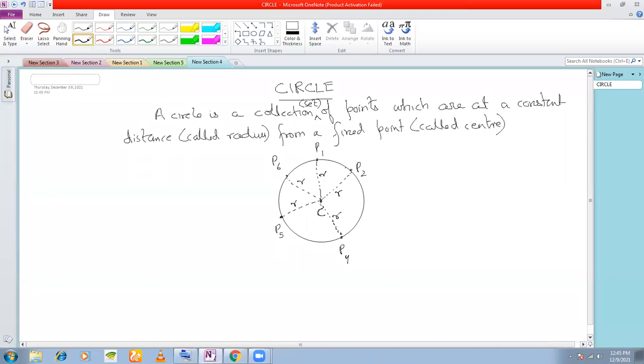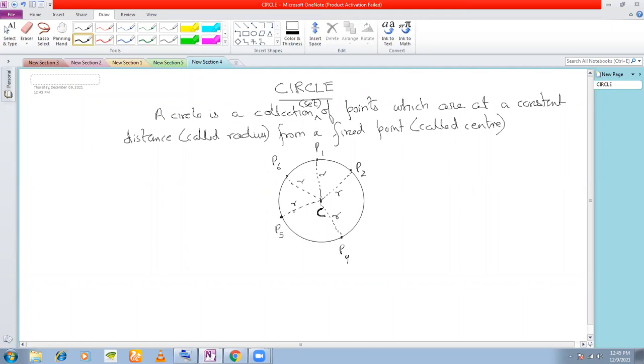All the points, P1, P2, P3, P4, P5, P6, and so on, are a set of points on the circle. These points form a circle. When you join these points, they will form a circle. So on the circle you will have an infinite number of points. The fixed point is called the center of the circle, and the constant distance is called the radius.